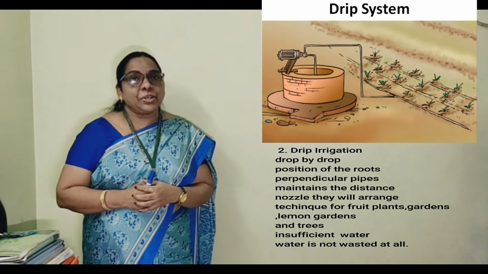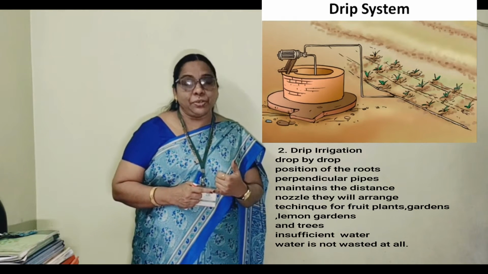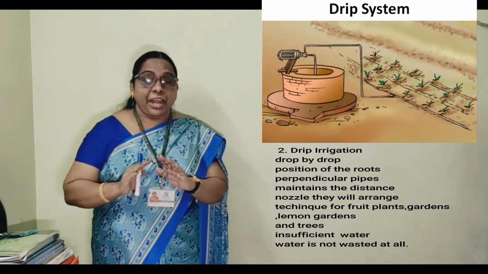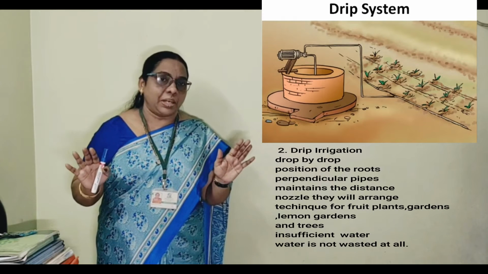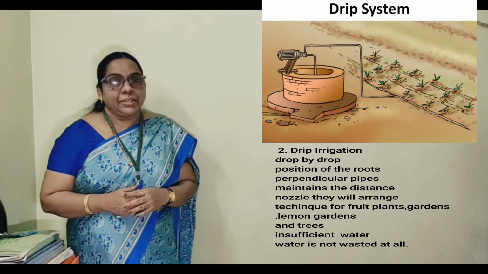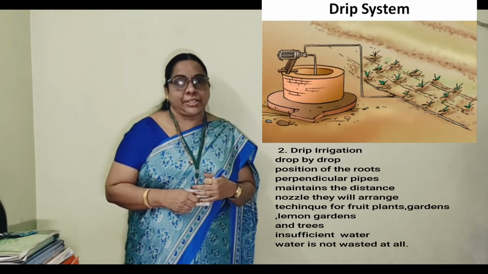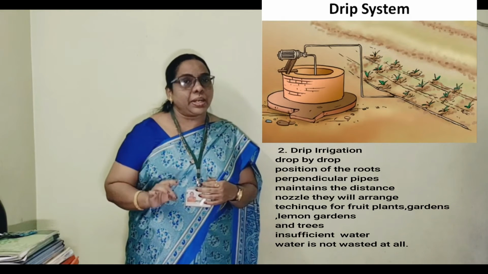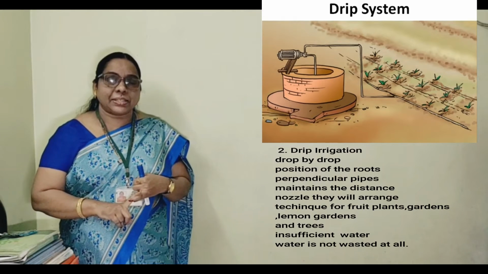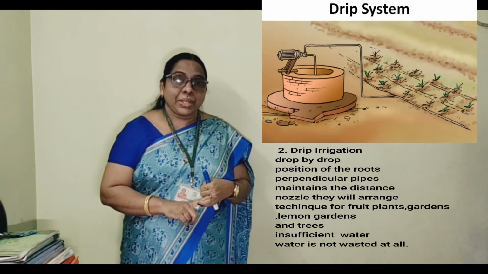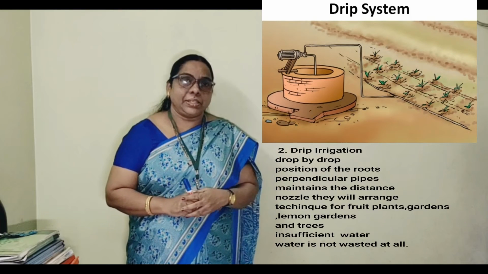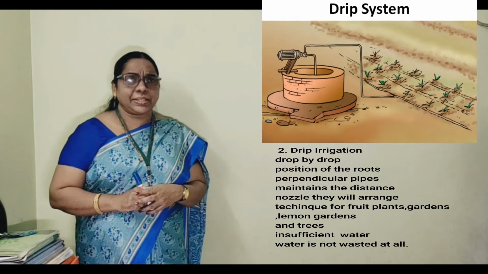Okay, yes. Where will this system be used? It will be used where there is insufficient water, where water is not at all available. In those areas they will use this system. Especially drip watering is supplied to fruit plants and gardens, as well as lemon plants. Lemon gardens also use this drip system. Is it clear, children? Yes.